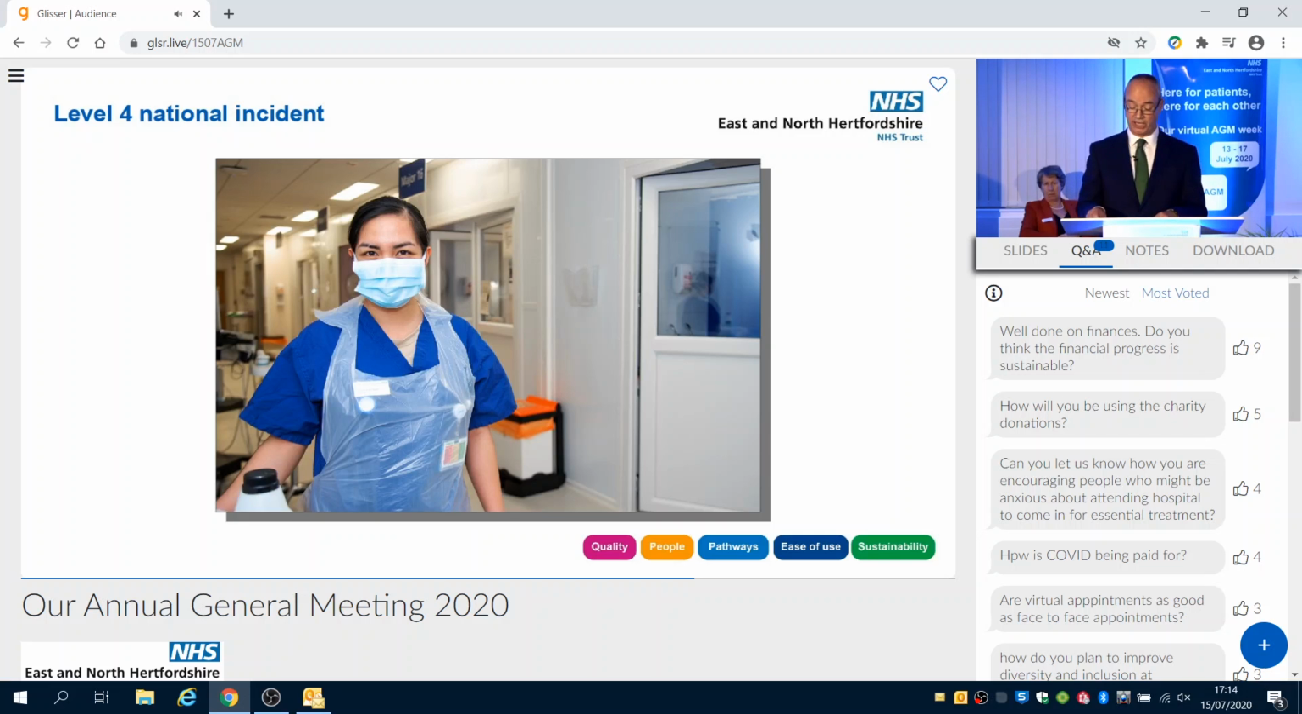On the 30th of January, the NHS declared a level 4 national incident, essentially creating a framework for the national management of the National Health Service. The Trust moved to a major incident footing on the 27th of January.